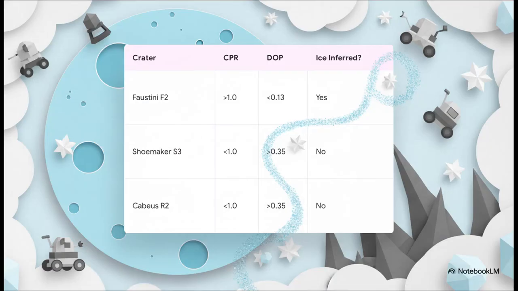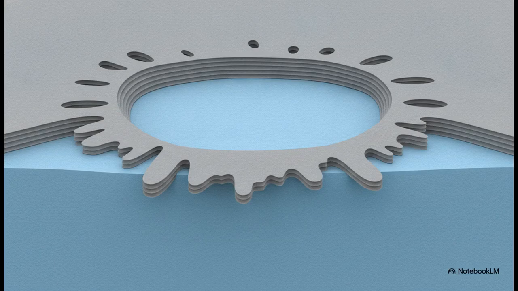To put that into perspective, look at the data from our recent crater surveys. Notice how Faustini F2 hits our exact mathematical sweet spot. It's got high CPR and a DOP well below 0.13. That gives us a really strong signature for subsurface ice. In stark contrast, look at Shoemaker S3 and Cabeus R2. They might have a high CPR in certain places, but their DOP is way up there, well above 0.35. That negative correlation confirms we're just looking at rough, dry rock. No ice there.